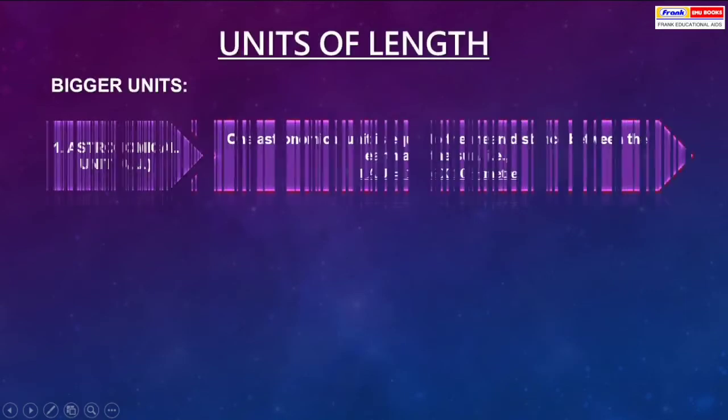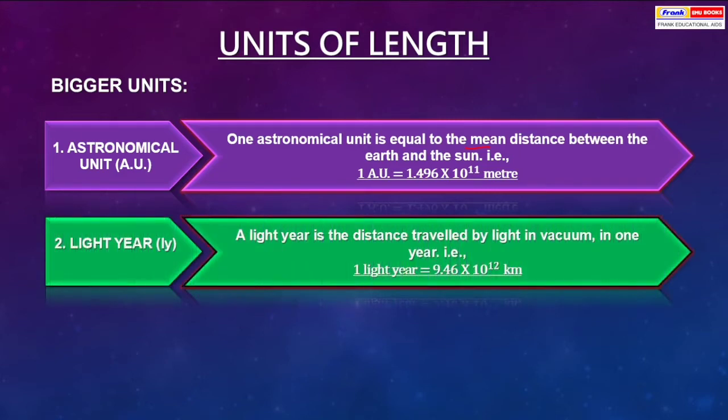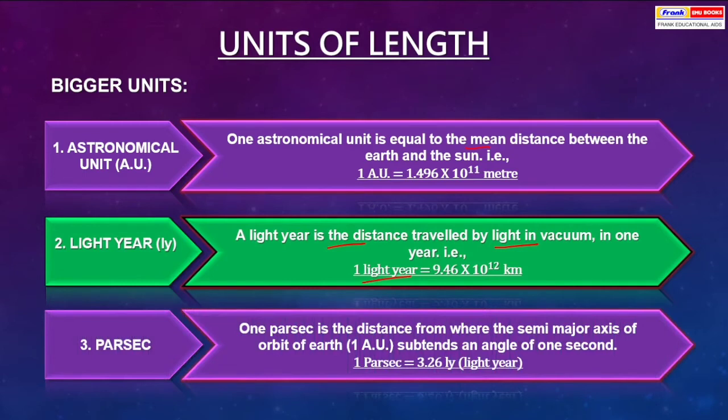So we have some bigger units like the astronomical unit. One astronomical unit is equal to the mean distance between Earth and Sun, and it is equal to 1.496 into 10 to the power 11 meter. This is huge, and this is used to calculate cosmic distances, the distances in space. Another unit which is even bigger than the astronomical unit is the light year. A light year is the distance traveled by light in vacuum in 1 year, and 1 light year equals 9.46 into 10 to the power 12 kilometer. This is even huger. Now comes the last one, parsec.